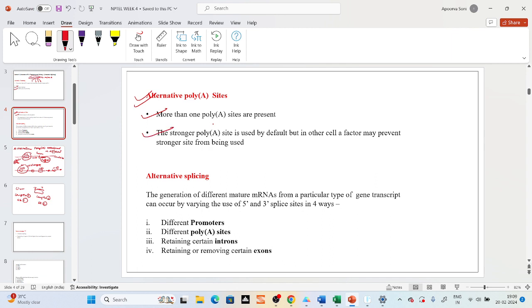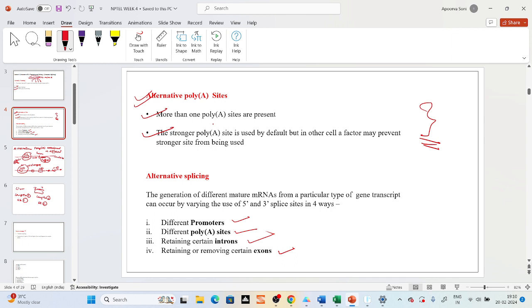Okay, then we come to alternative splicing. This was about alternative poly A sites. Now we'll see alternative splicing. What is alternative splicing? The generation of different mature mRNAs from a particular type of gene transcript can occur by varying the use of 5' and 3' sites in four ways. So alternative splicing can take place in four ways. First is different promoters, different poly A sites, retaining certain introns, and retaining or removing certain exons.